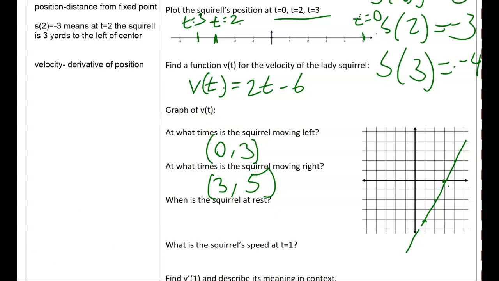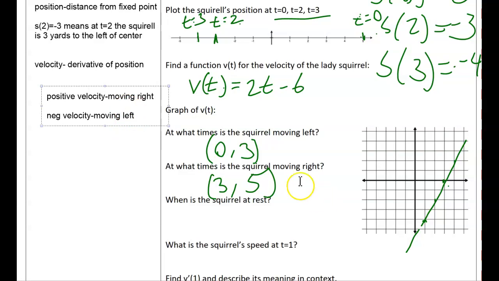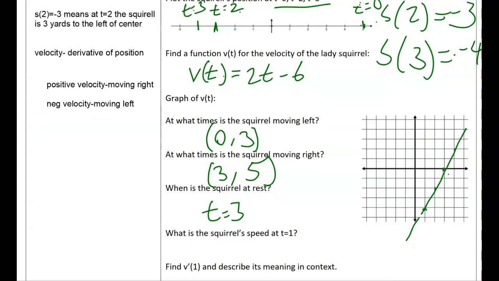So the interpretation here is that the sign of the velocity function tells us which direction we're moving. From 0 to 3, which is over here, the sign is negative, so I'm moving left. From 3 to 5, I'm moving right. The squirrel is at rest when velocity is 0, so that would be at t equals 3.